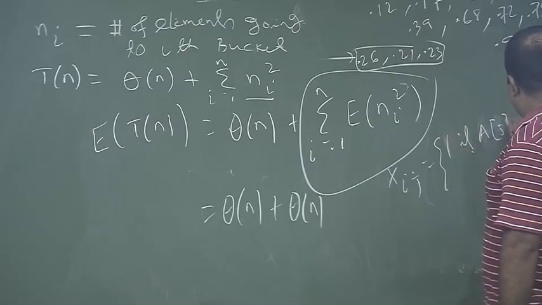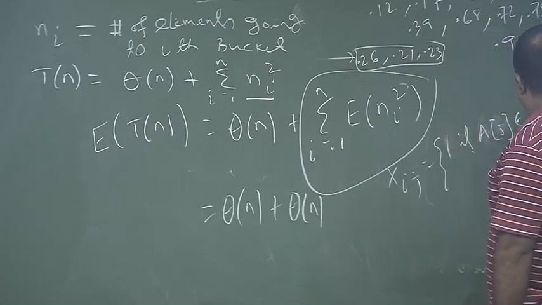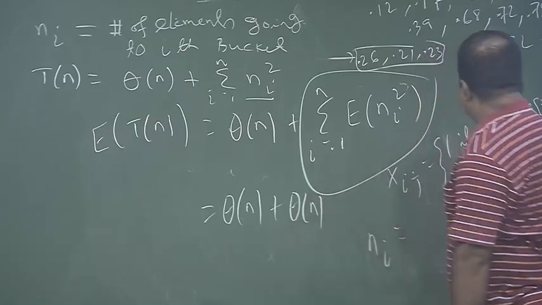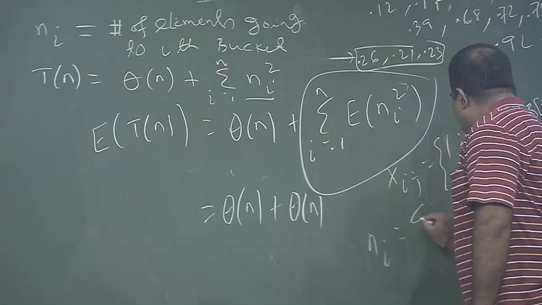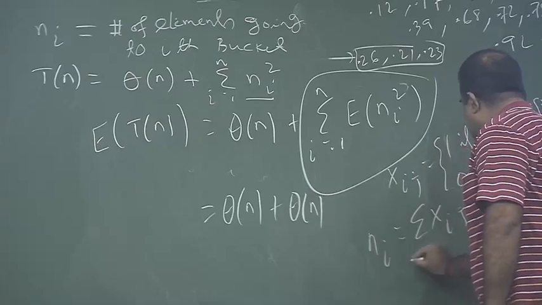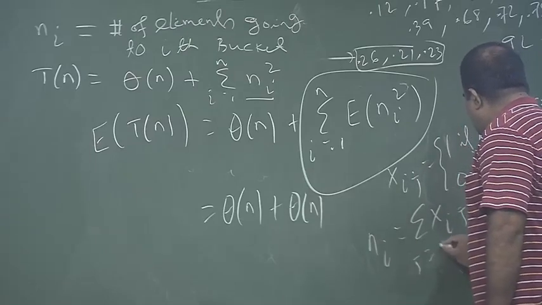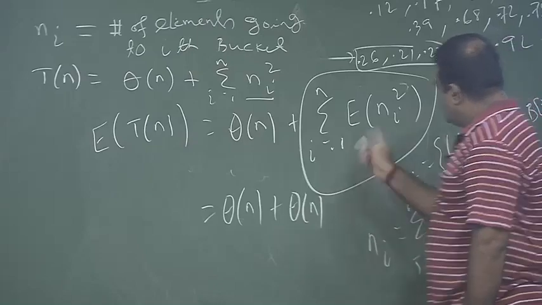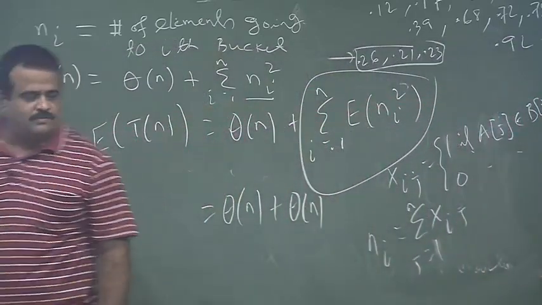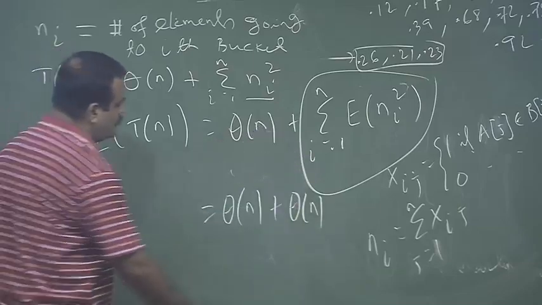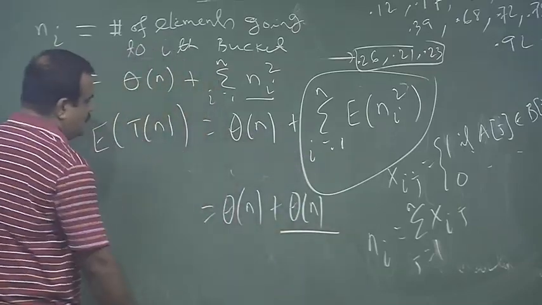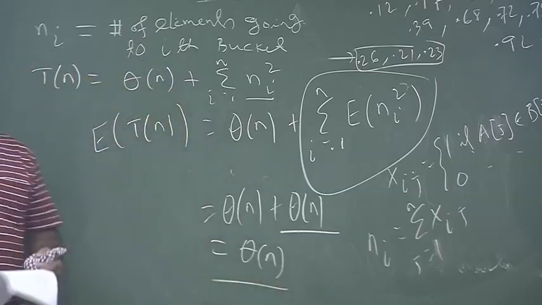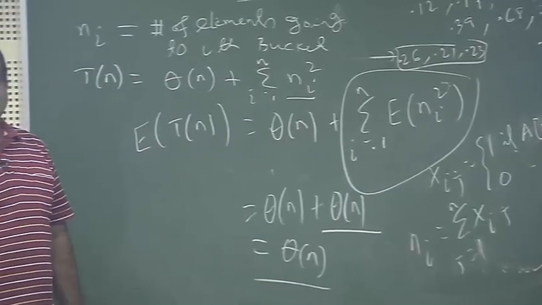0 otherwise. Then n i is basically the summation of x i j, j equal to 1 to n. Okay. So, now by taking the square of this term and taking the expectation, we can show this is basically linear, so this is theta of n. So, this is the bucket sort time complexity: it is a linear time algorithm.